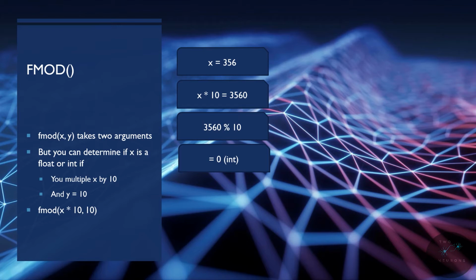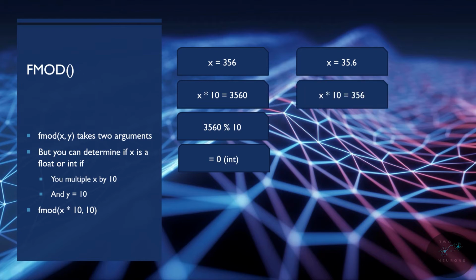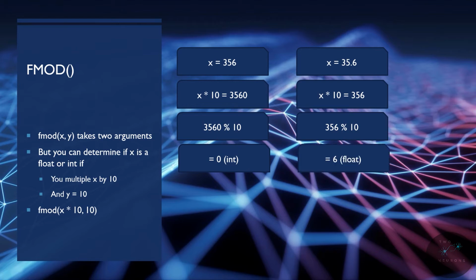Now, let's say we have a different value. Let's say that x is 35.6. When we multiply this by 10, we get a value of 356. If we take the modulus 10 of that, then we have a remainder value, and that remainder is 6. Meaning it's a float. So if the modulus in this setup is 0, it's an integer. If it's anything else, it's a float. Now this might be helpful when we get to video 15 of this series. And if you're confused in video 15 when I put in one of the extra checks I didn't mention, well, come back to this video and check it out.